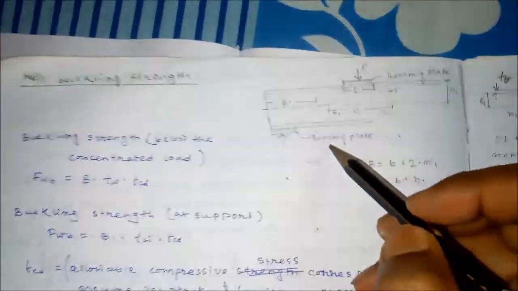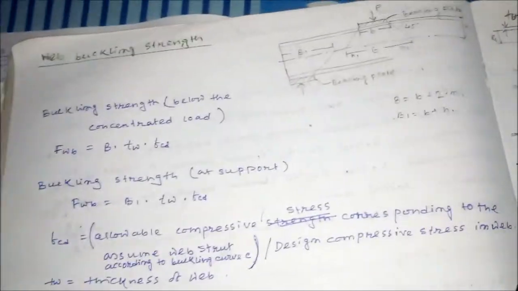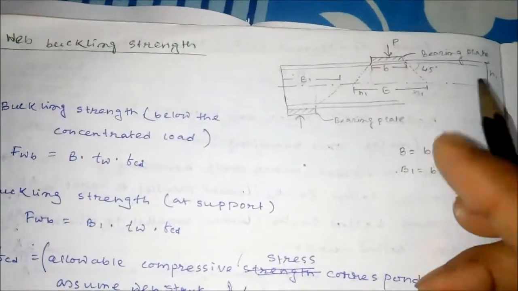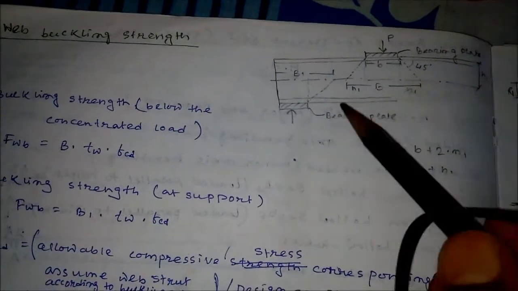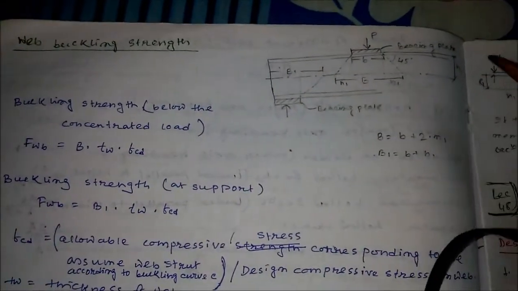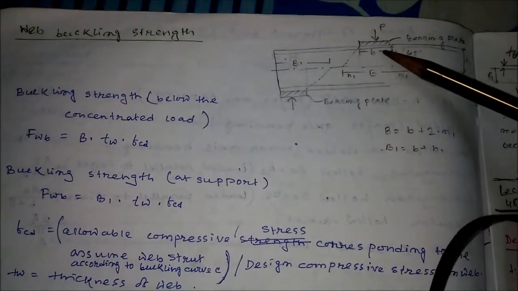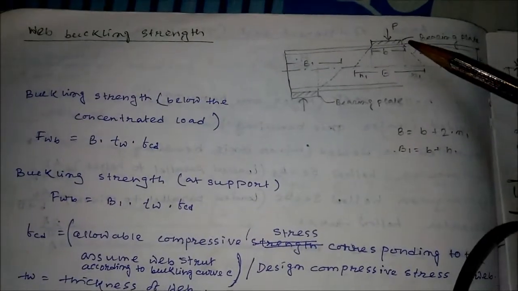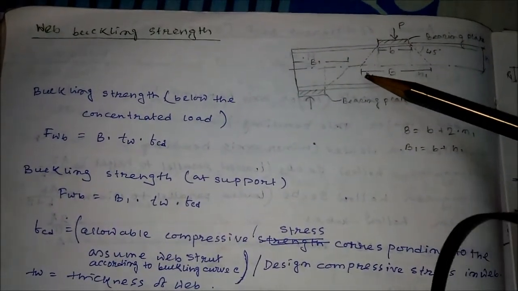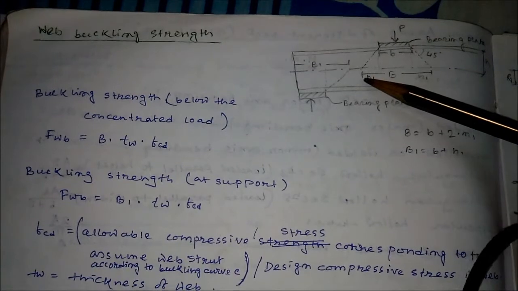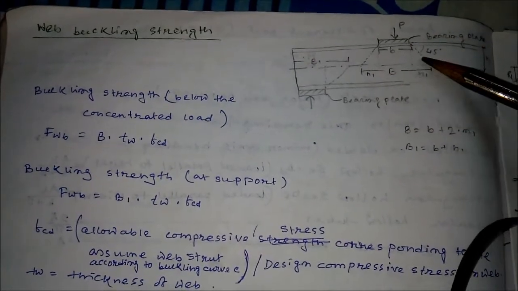So web buckling also happens under concentrated load. That means if a point load is acting on the beam, or the support reaction, which again acts like a point load. So at support it may occur, or at the bottom of any kind of concentrated load it may occur. So we need to first of all find out the area. To find out the area we need to find out the length, right?